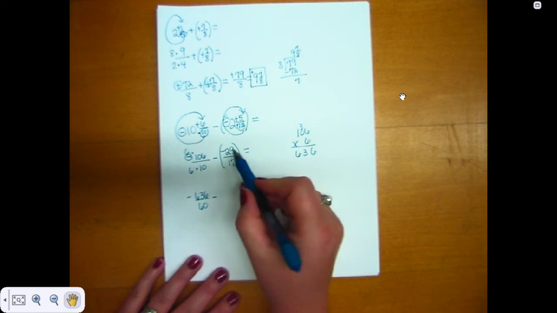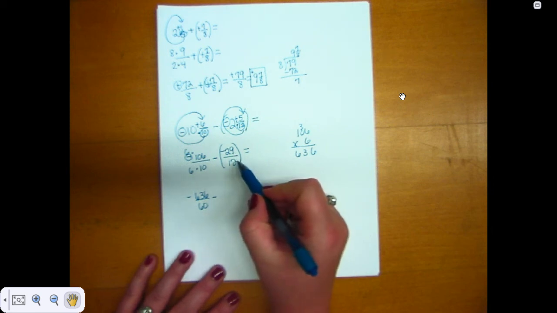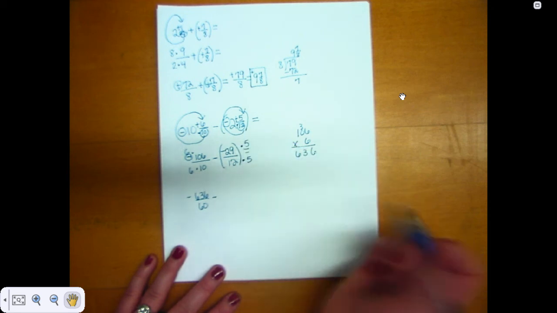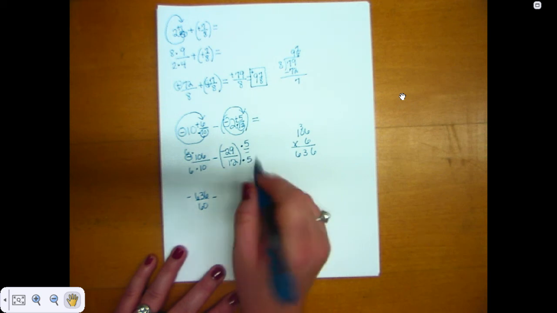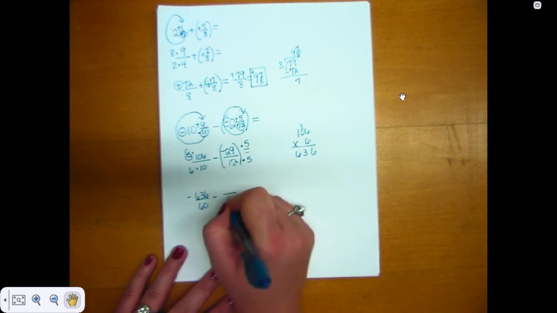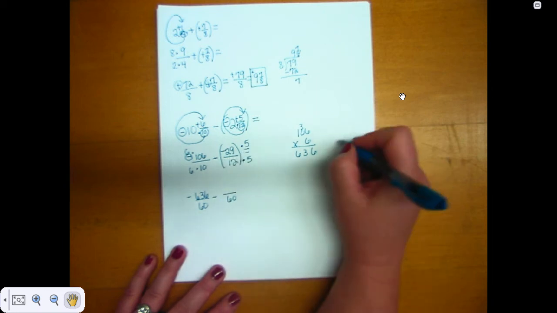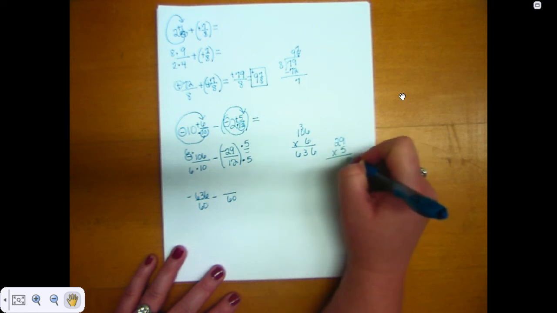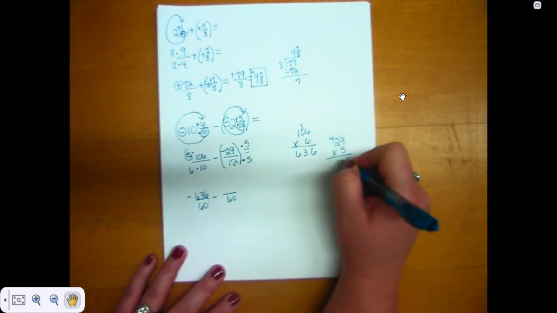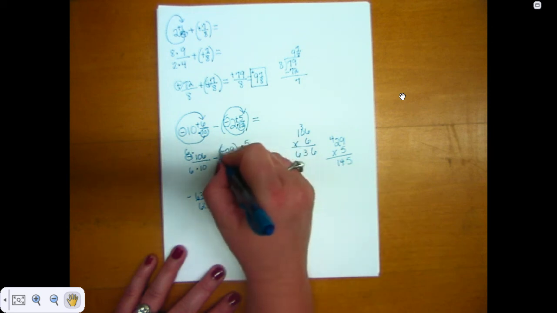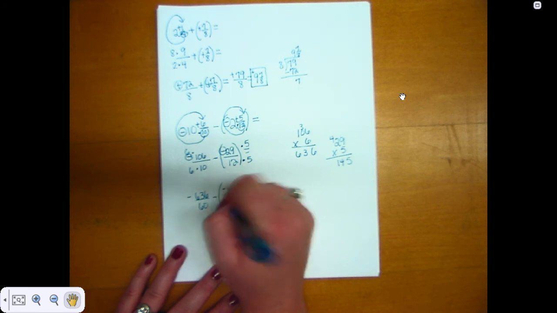Now I need to convert this side to a common denominator of 60. I know that 12 times 5 is 60, and whatever I do to the bottom, I need to do to the top. So 12 times 5 is 60, and 29 times 5, I don't know what that is, so I'm going to go over here. 29 times 5 is 145. And again, bring that sign.